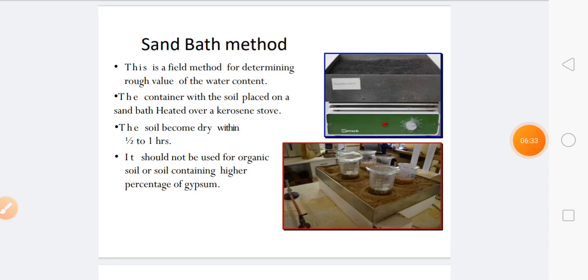Now, the second method is the sand bath method. This is a field method for determining a rough value of the water content. We won't get an accurate water content value here. We will get a rough water content value.